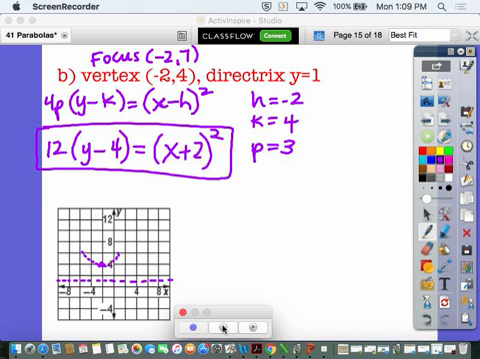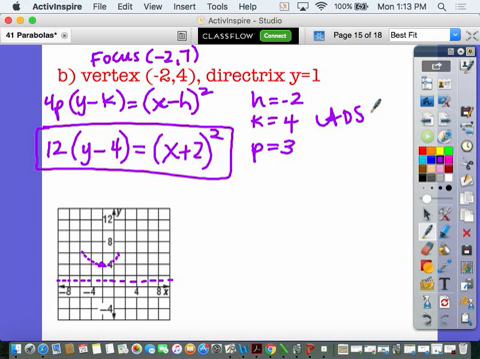You knew that it opened up because of the directrix, and where the vertex was located. Since the vertex was located above the directrix, the parabola doesn't cross the directrix, it goes the opposite direction. So it had to open up. Alright, what's my axis of symmetry? That's the only thing I don't know. X equals -2.